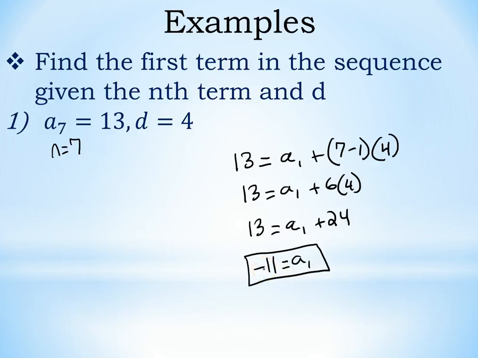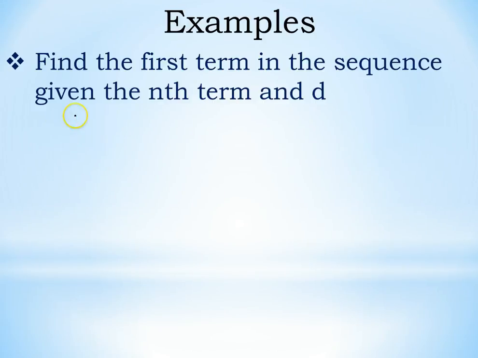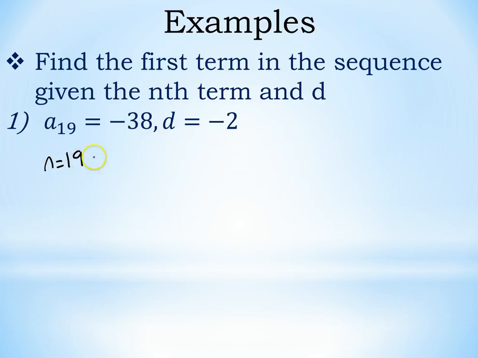There we go. So finding your first term is very similar to writing your equations. The difference is you're going to plug in for a_n, n, and d, and solve for a_1. And this value right here tells you what n is. So a_19 is negative 38. Our common difference is negative 2. We want to find our first term. Since we're referring to a_19, our nth term is 19.